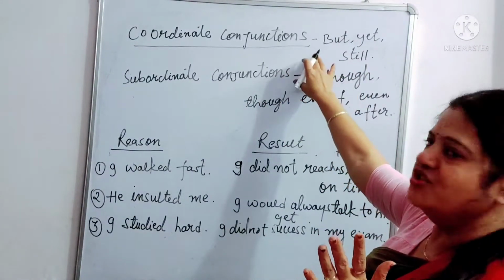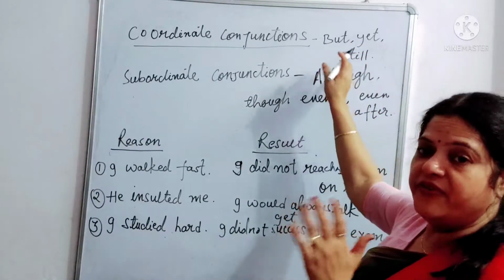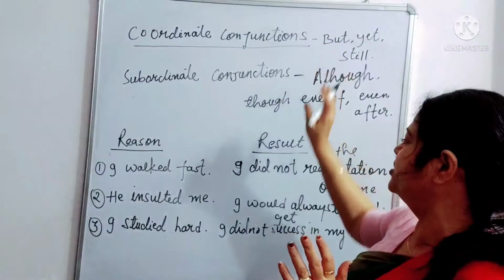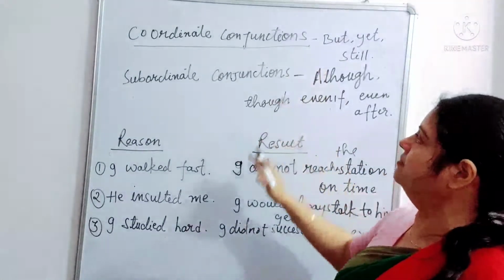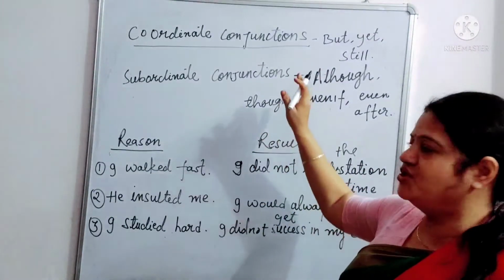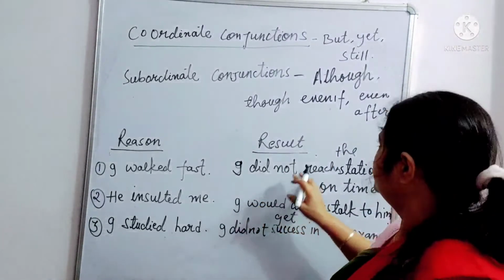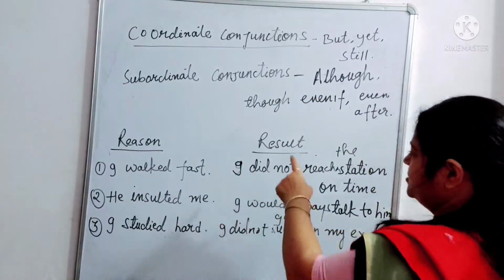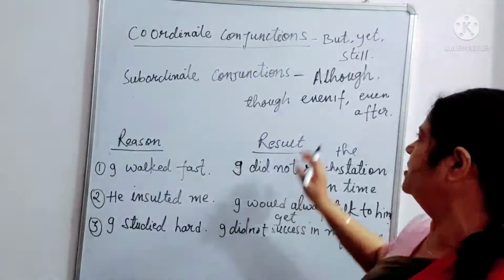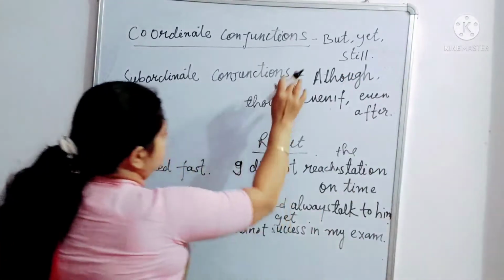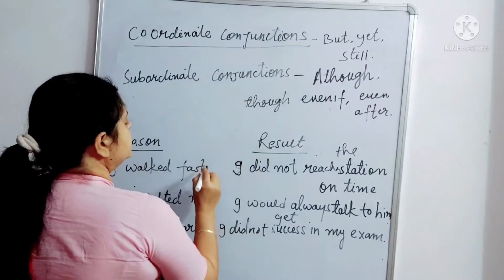Now what we'll do is, these coordinating conjunctions like but, yet and still, if we use these conjunctions in front of the sentences which show result, it becomes a coordinating conjunction and it becomes a compound sentence. Like if I write, I walked fast, I did not reach the station on time. This sentence is showing result. What we'll do is write this coordinating conjunction but before the sentence which is showing result.